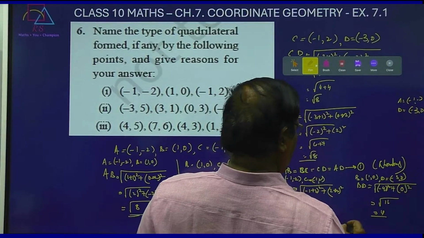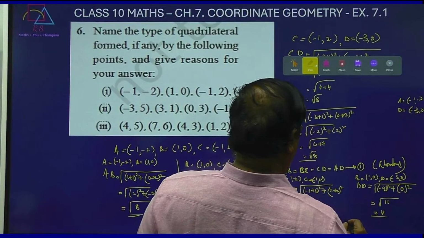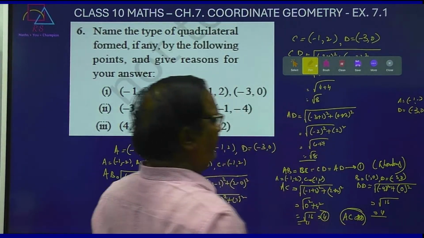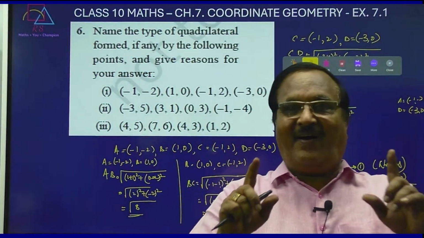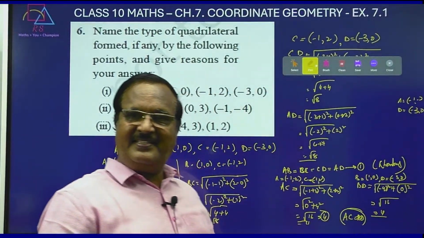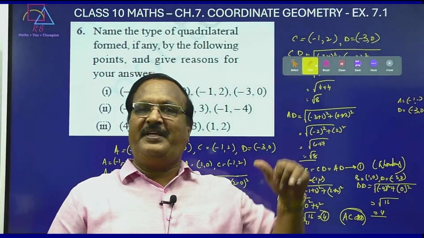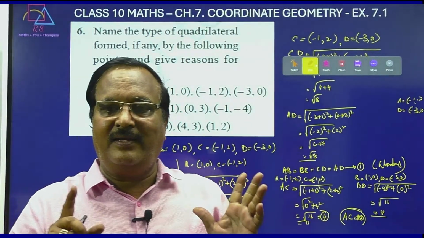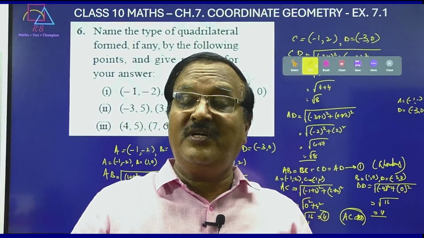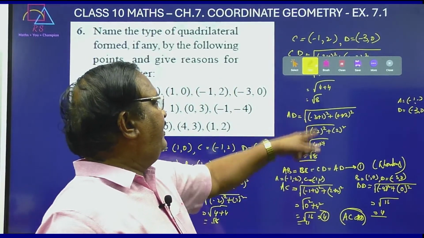That means AC is equal to BD. So all sides are equal, diagonals are also equal. Therefore, ABCD, the given vertices are the vertices of a square. Okay, don't conclude only by this.